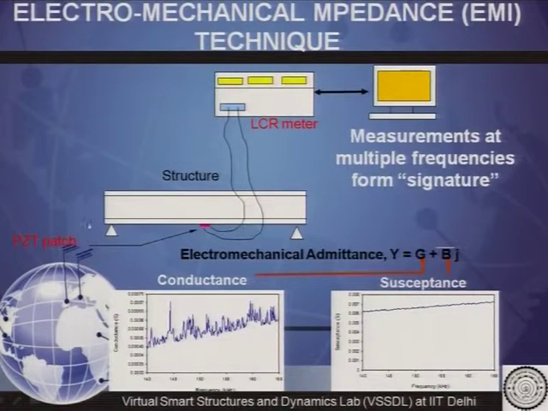In this diagram you can see a PZT patch being attached to the structure, and using the LCR meter which is connected to the computer, the signature for this whole range which we have chosen for the EMI technique is being acquired. These are the conductance and the susceptance plots of a typical signature, and the LCR meter captures the conductance values for each frequency and keeps on adding, and this becomes the conductance signature of the PZT patch attached to any structure.